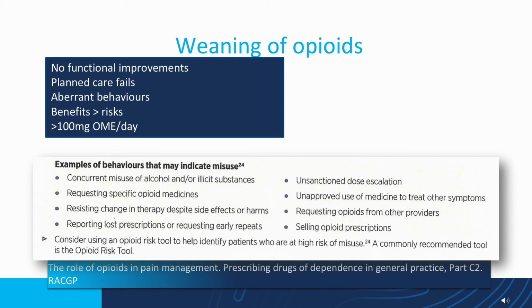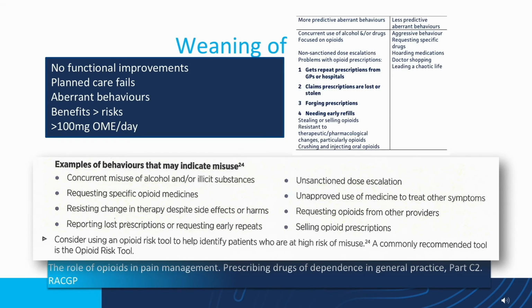So what are aberrant behaviours? These are behaviours where you think a patient might be at risk or misusing these medications. They're concurrently misusing alcohol. They're concurrently misusing other illicit substances. They're not taking the opioids as prescribed. I see this a lot. They are very resistant to change when the discussion focuses a lot around opioids. You've got to ask yourself, what's happening here? What are you missing? Lost scripts, unsanctioned dose escalations. These are things that are common and familiar to all of us. Aberrant behaviours.